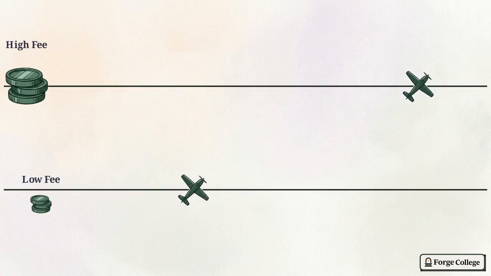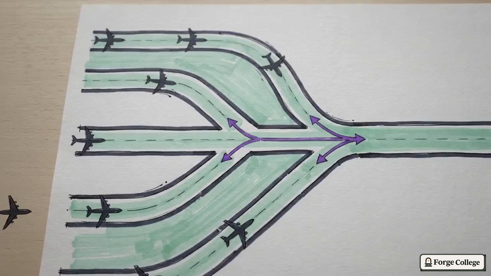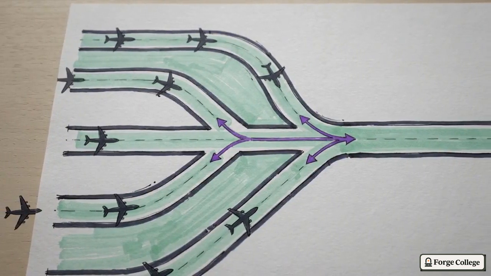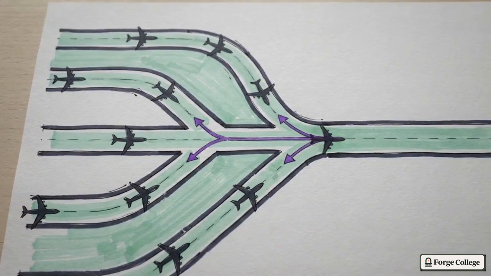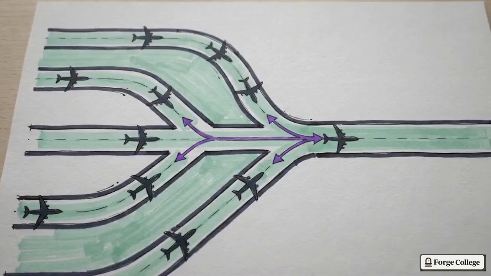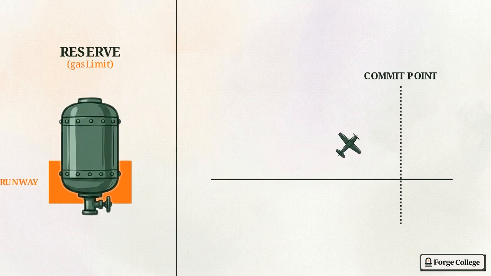Now that you understand the physical fuel requirements of a transaction, you have the foundation needed for our next topic. We'll be looking at how account nonces and transaction ordering decide exactly which flights are cleared for takeoff, and in what order. Always remember the mental model.